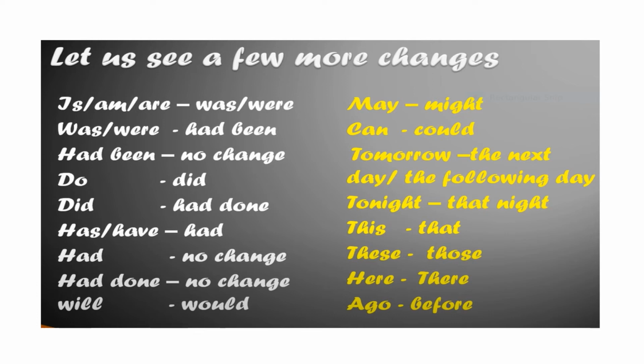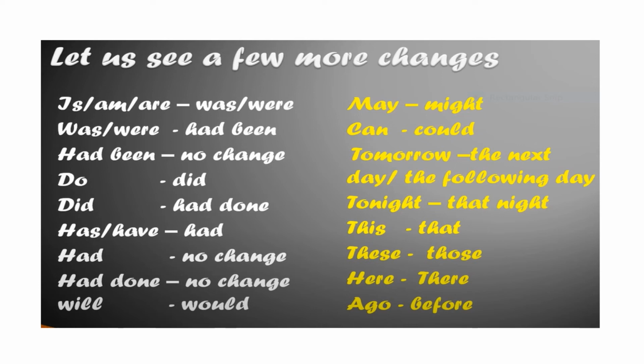Do becomes did becomes had done. It is the same. Do is in present tense, did is past tense. Did, past tense, changes to had done, that is past perfect. Has and have becomes had. Had goes through no change. Had done goes through no change. Had becomes had done. This we have already discussed. Had done goes through no change.